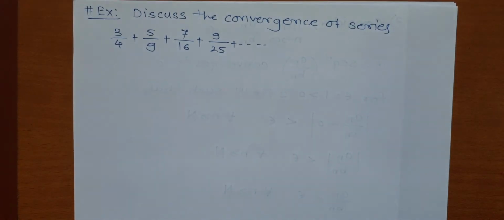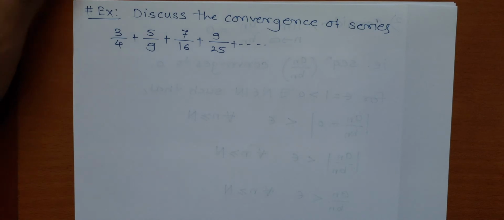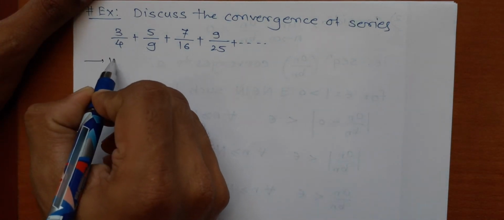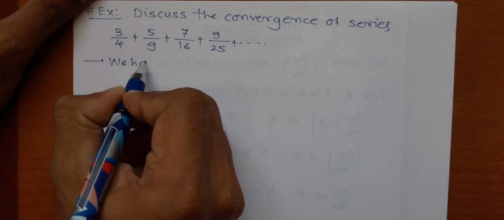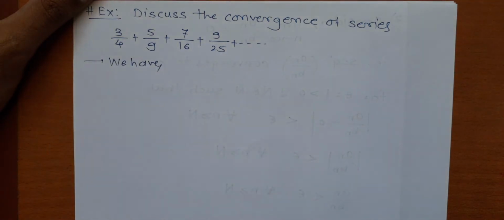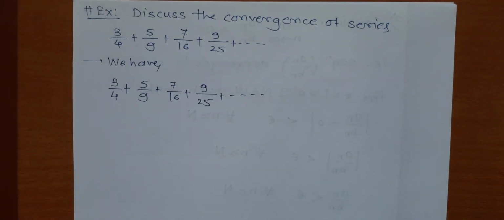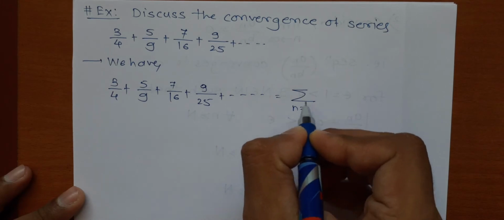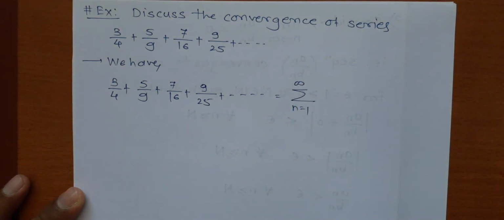Hi everyone, let us discuss this example of series. What is the series we have? I will rewrite the series here again. So this is our given series. I will try to express it in the form of summation. This is nothing but summation n running from 1 to infinity. We have to formulate it.